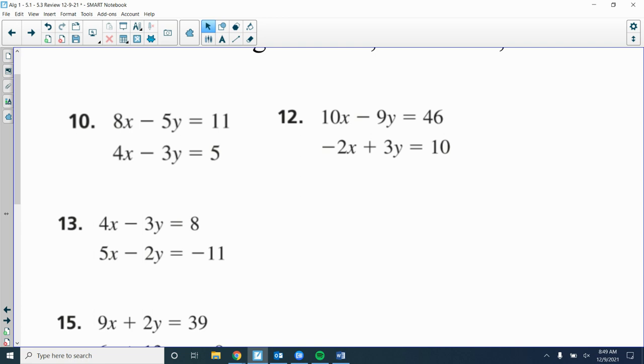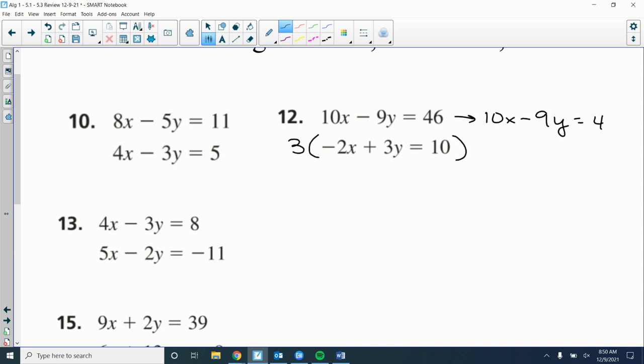Okay, so if this is a negative 9, to make that a positive 9, you would multiply the bottom one by 3. Now, I can get away with just multiplying one equation. So I can multiply the bottom one by 3. That's going to say 10x minus 9y equals 46. Okay, 3 times negative 2 is negative 6x. 3 times 3 is plus 9y. And 3 times 10 is 30. Make sure you multiply that last number.